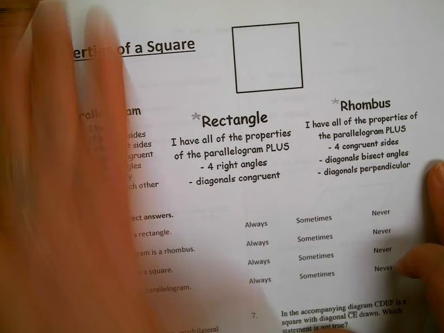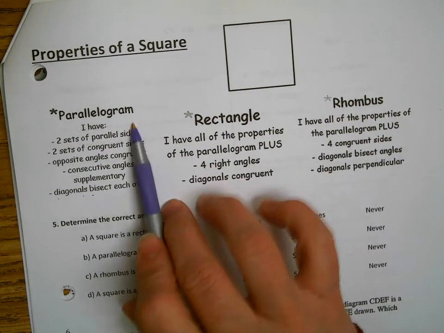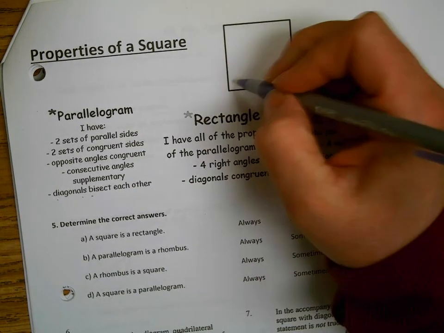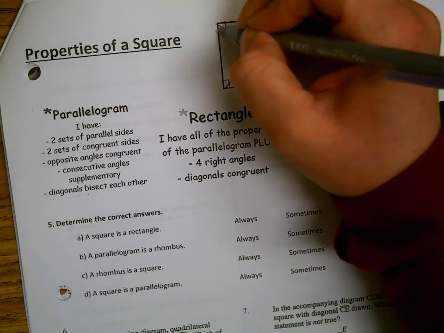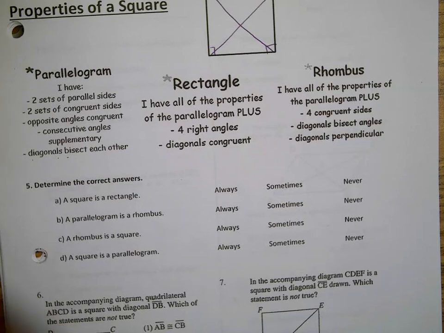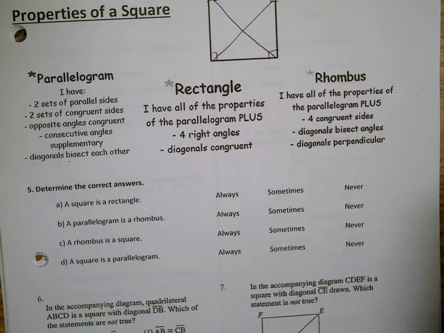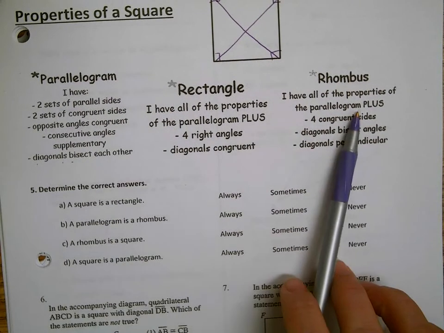Moving over to the square. The square is a parallelogram, a rectangle, and a rhombus. It's at the bottom of the family tree. Okay, so we got to think about it in that fashion. So we have a parallelogram, rectangle, rhombus.